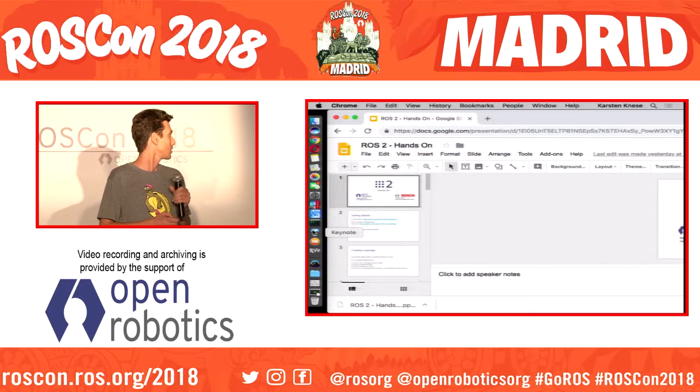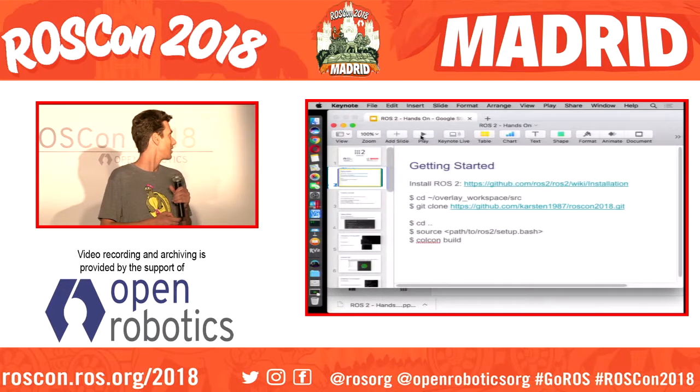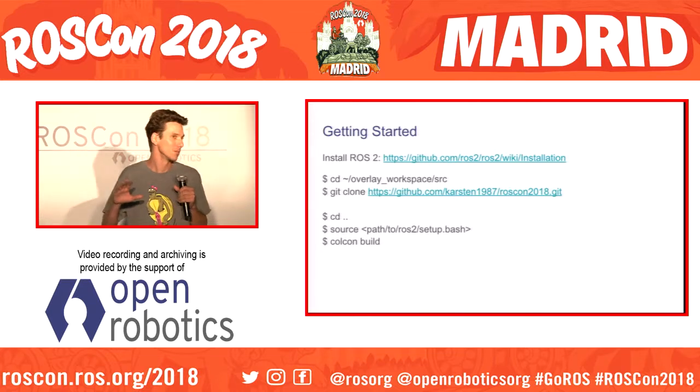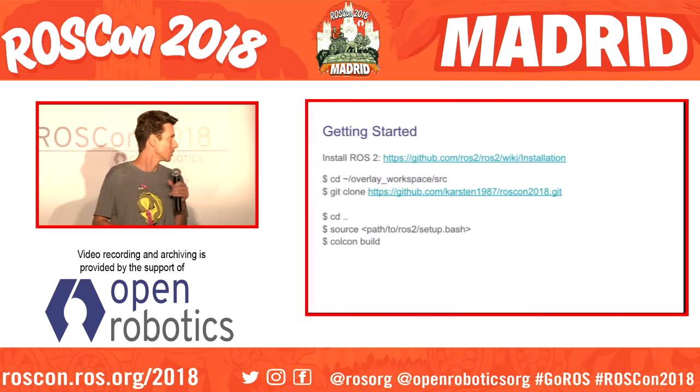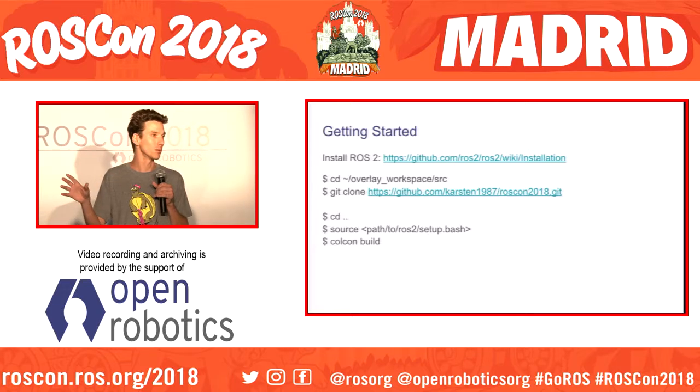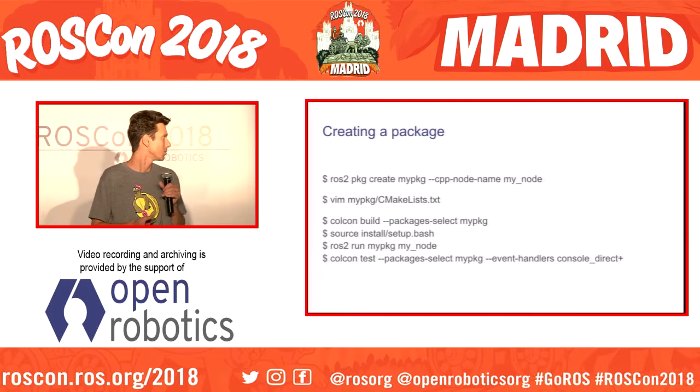Okay, so if we want to recap real quick, if you want to walk through it at home, we just installed ROS2, pulled our small repository with a few packages, and built it. So that's our overlay workspace. That's what we used for this entire demo.